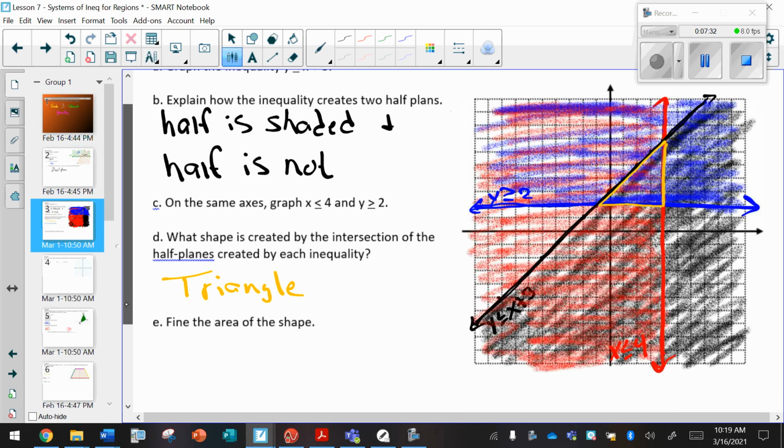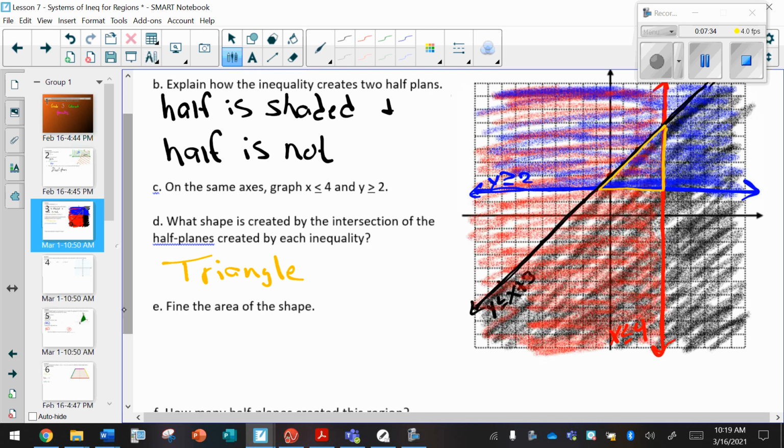Now we're going to find the area of that resulting shaded region. So our 3 different half planes created an area of the graph in the shape of a triangle. So find the area of the triangle. While I play around with my markers and coloring tools, you should be finding the area. You might be done already.